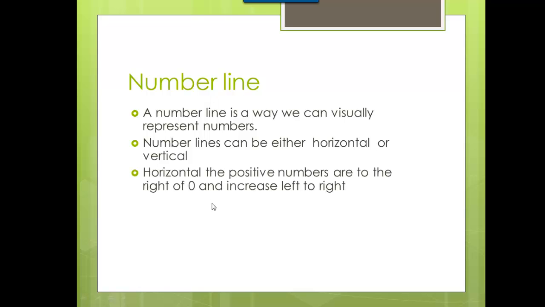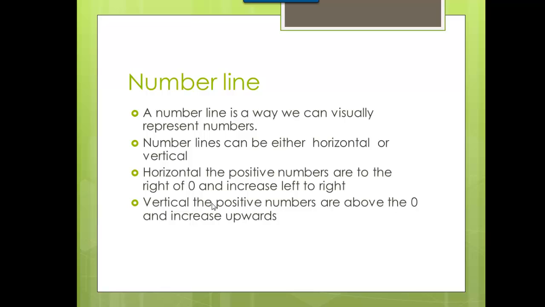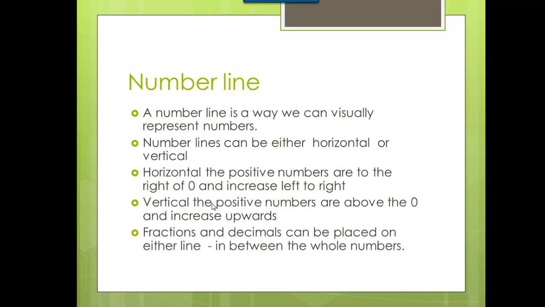Horizontal: the positive numbers are to the right of 0 and increase from left to right. Vertical: the positive numbers are above the 0 and increase upwards. Fractions and decimals can also be placed on either line. They are in between the whole numbers.